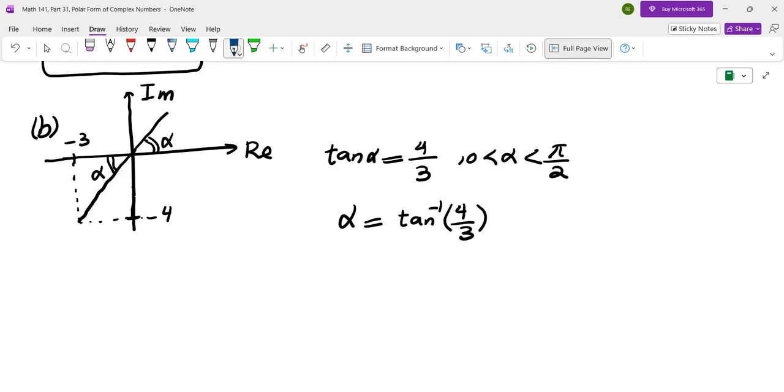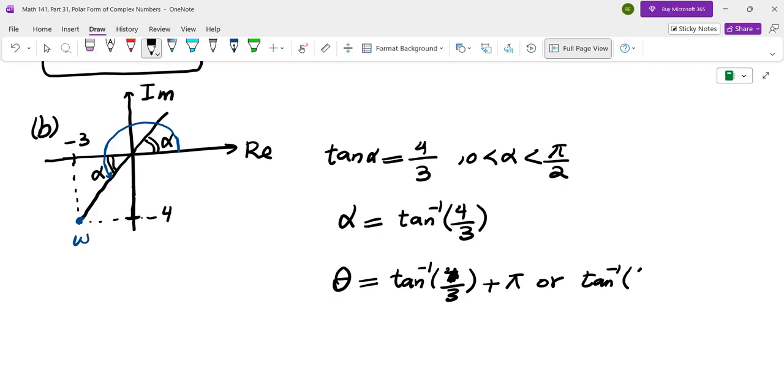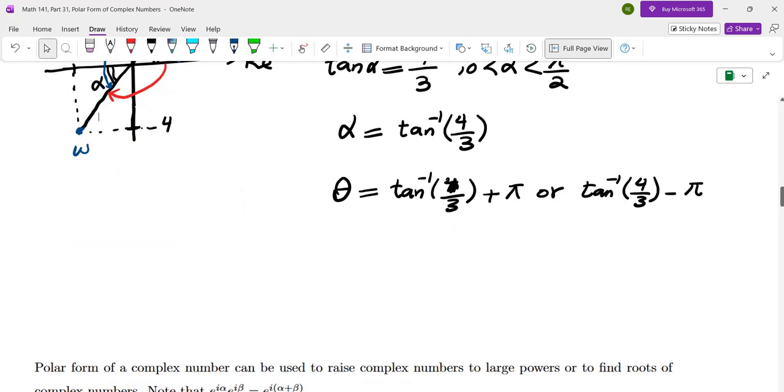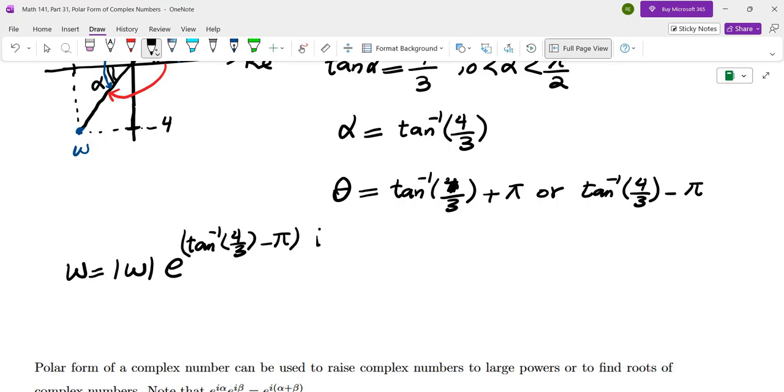But the problem is that's not exactly the angle for this point. This is the point W. This angle is the angle I'm looking for. So in other words, theta, which is the angle for W, is tan inverse of 4/3 plus pi. Or you could say tan inverse of 4/3 minus pi as well. So this angle is also another way of looking at that. That means I can write down W as the absolute value of W times e to the power of tan inverse of 4/3 minus pi times i. This would be one way.